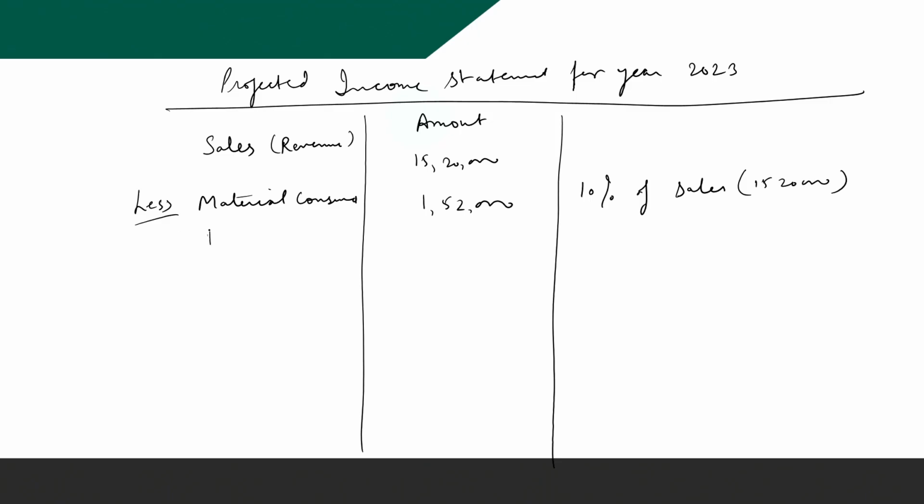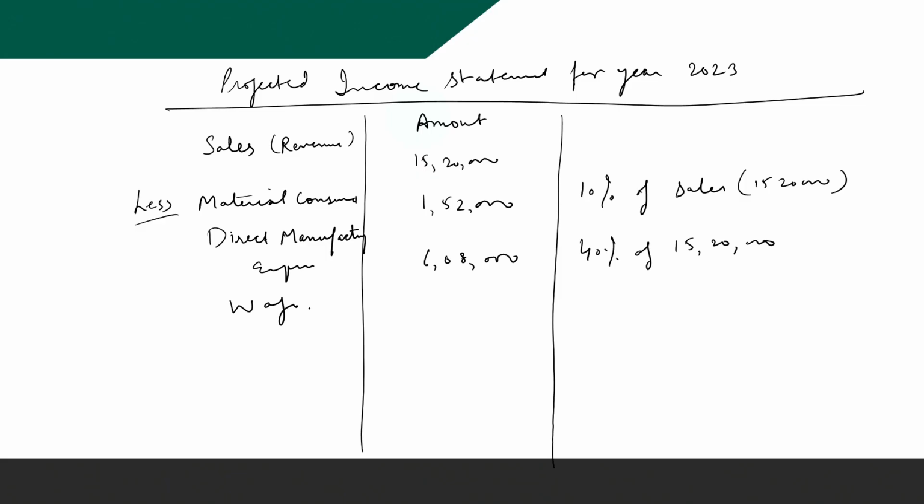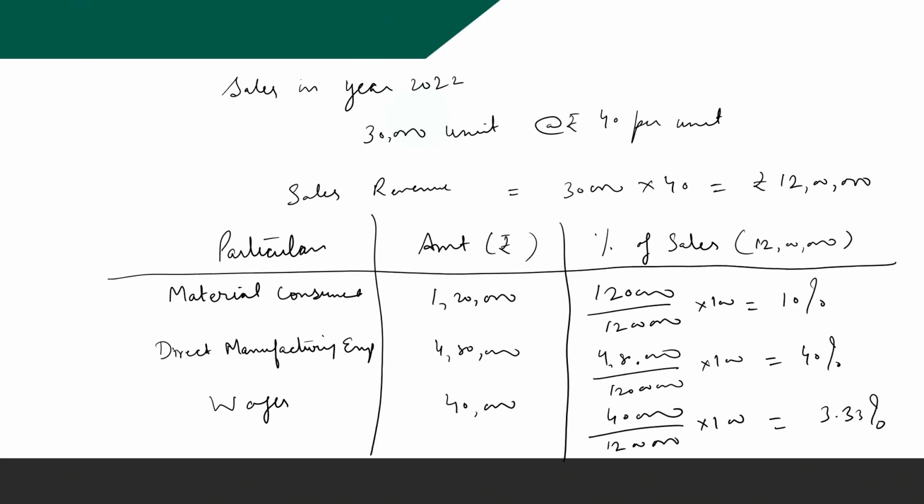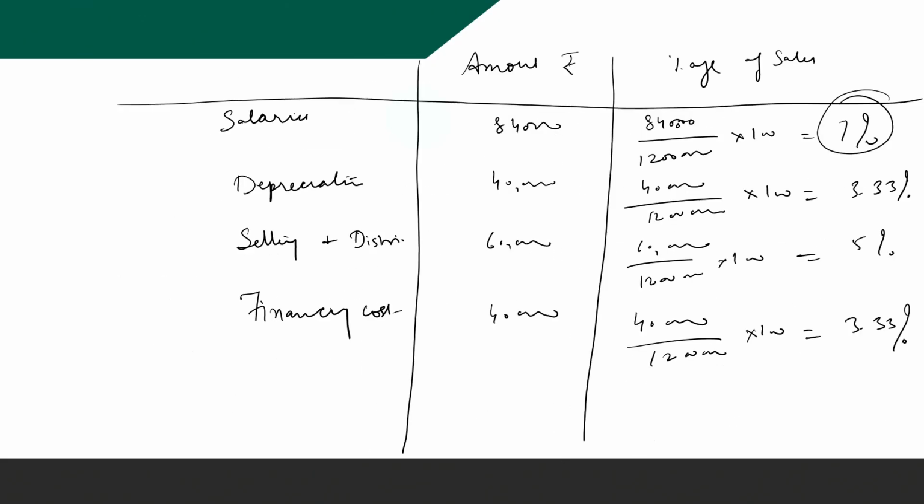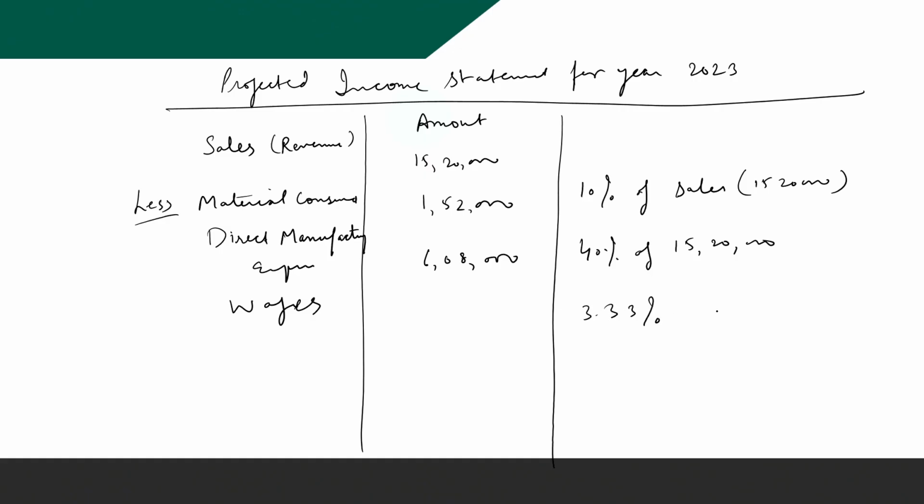Then we have direct manufacturing expenses, which is 40% of 15,20,000. It comes to the figure of 6,08,000. Then we have wages in the question. As there is no change in the wages and wages are just 3.33% of 15,20,000, we got the figure of 50,660. So when we deduct these expenses, we will reach the figure of gross profit.